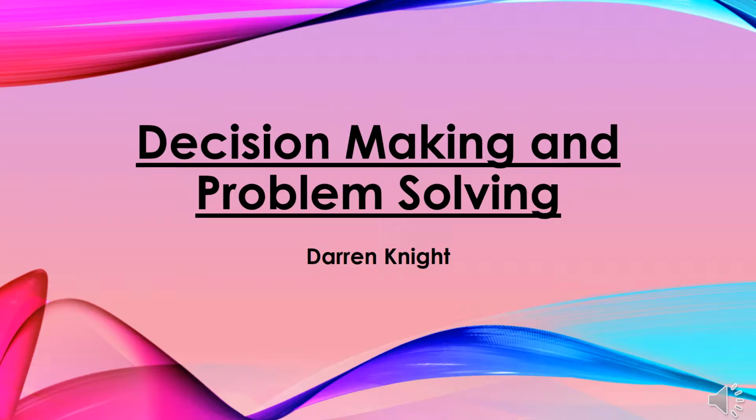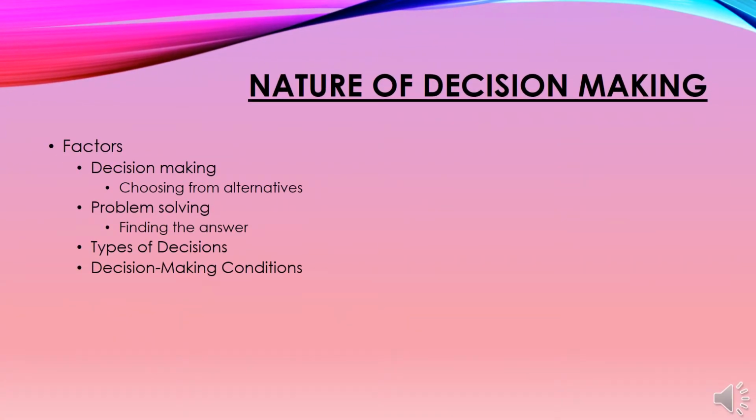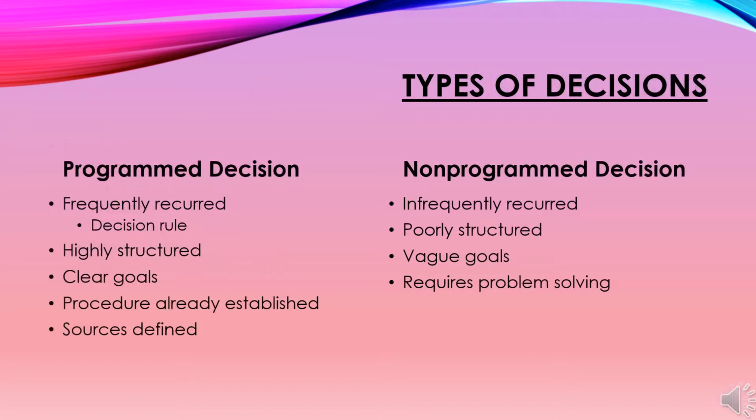A presentation on decision-making and problem-solving by Darren Knight. The nature of decision-making involves four key factors, which are decision-making, problem-solving, types of decisions, and the decision-making process. The two types of decisions are programmed and non-programmed.